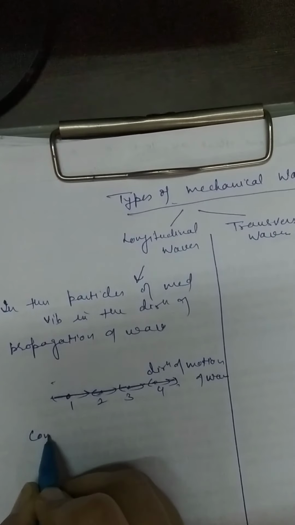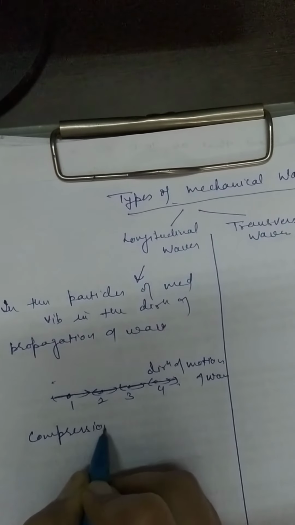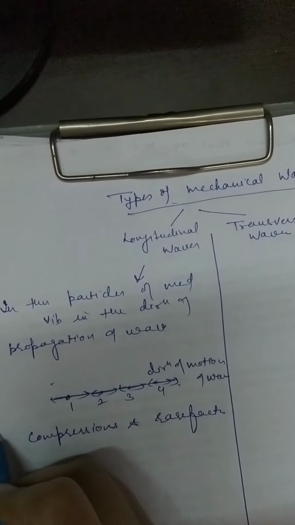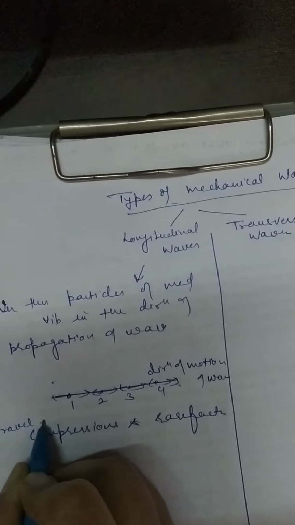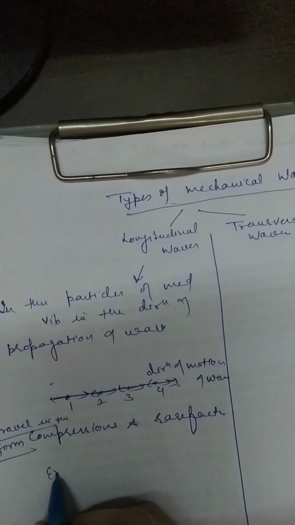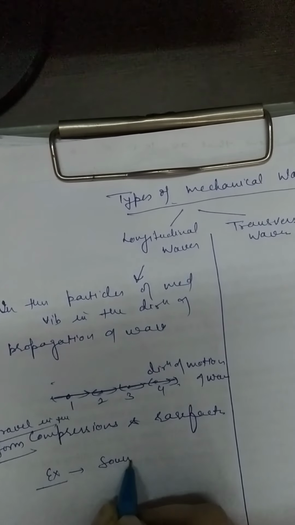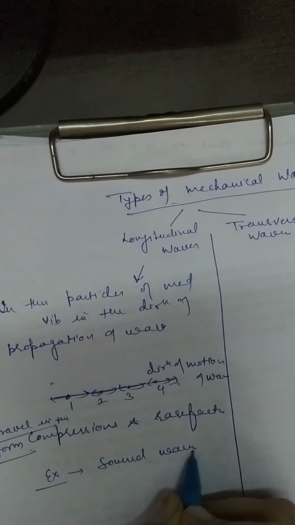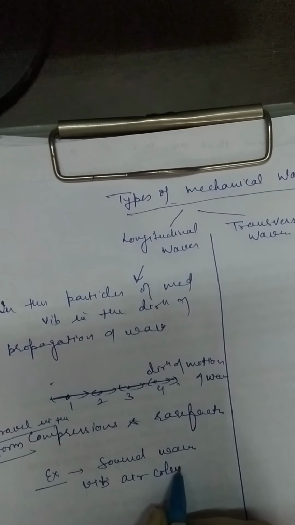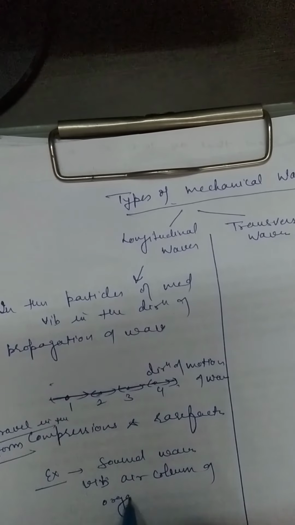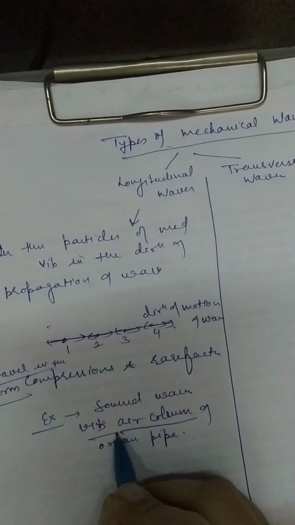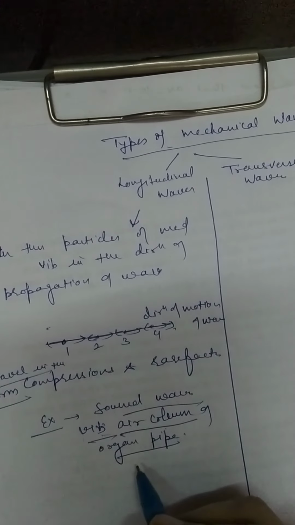This wave travels in the form of compressions and rarefactions. If you take the example like sound wave, vibration in the air column of organ pipe. What do you mean by organ pipe? Like your flute, the vibration of the air column in it. Sound wave, vibration in the air column of organ pipe.